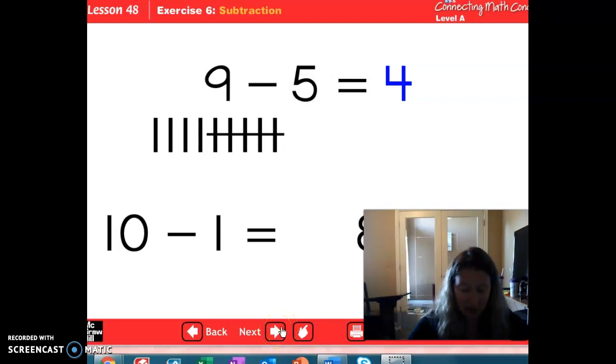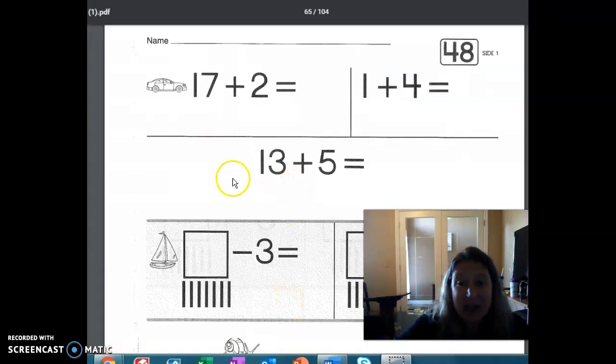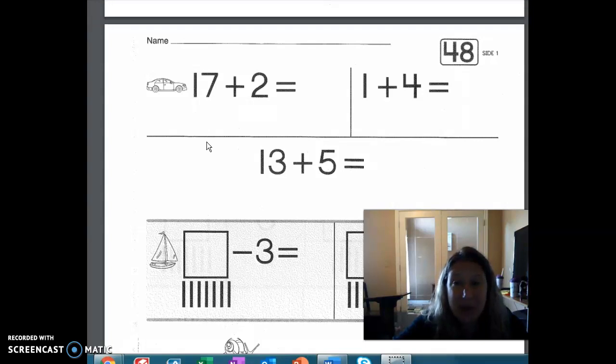Next, I need you to open your book. You're going to get out your red book, and you are going to open to page, oh, I can't read that. Okay, so the page that you'll need open in your red book is page 63. So open your book and find page 63, lesson 48. It looks like this. I'll give you a minute to find it.